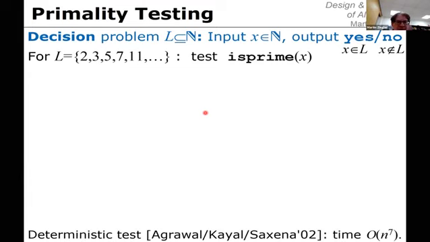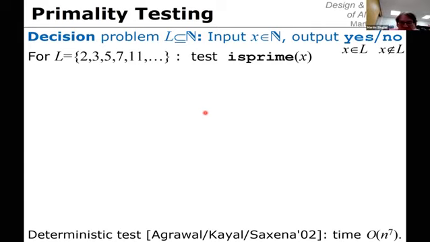like in 2002, 2003, Agrawal, Kayal, and Saxena found a deterministic test whose running time is roughly n to the 7 or n to the 6. There were some improvements. So that is a polynomial time algorithm, right? It's a polynomial in n, where n denotes the length of x. So n is roughly the binary logarithm of x.